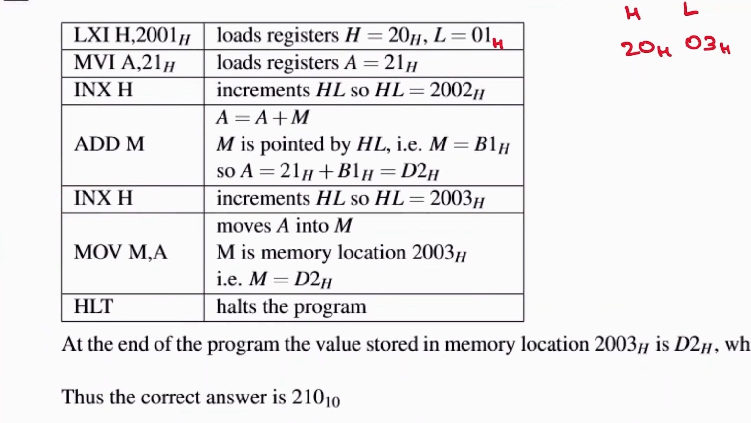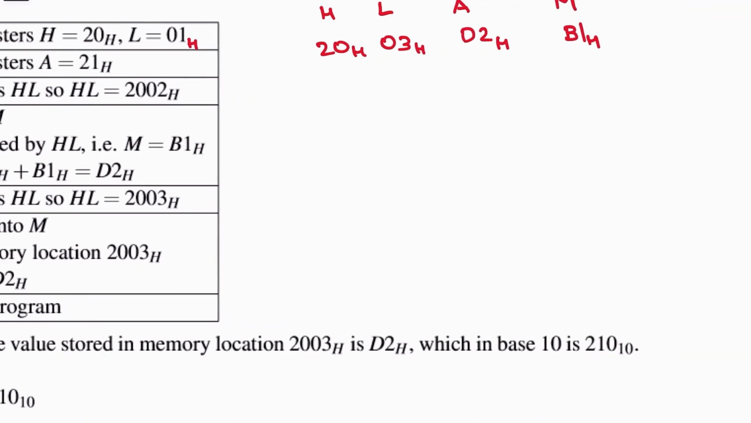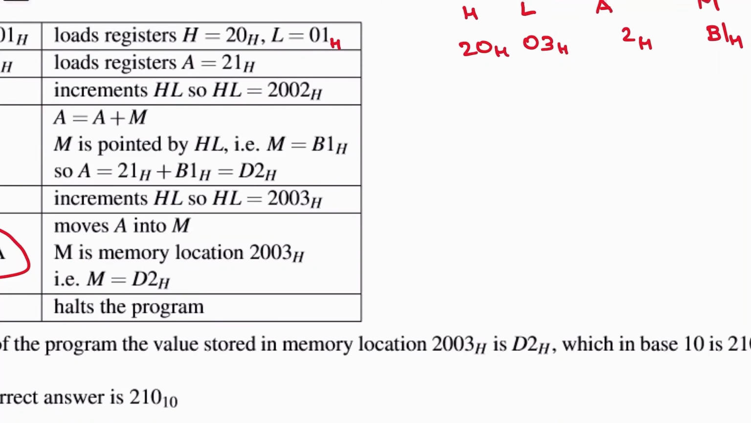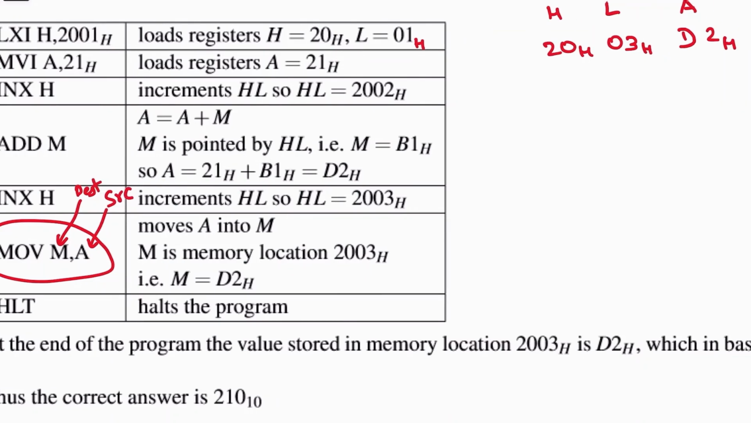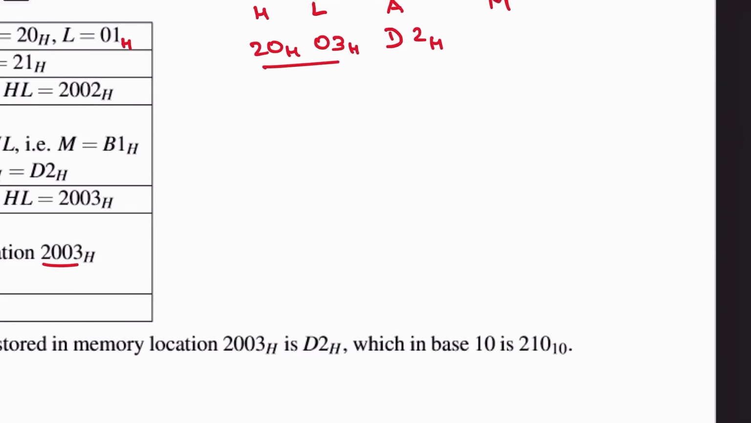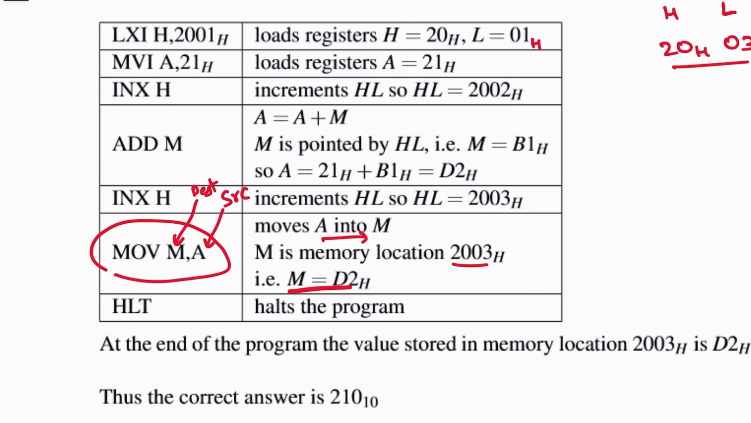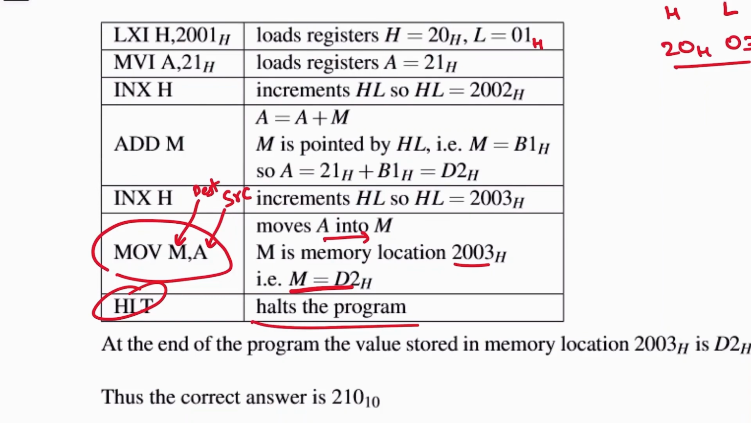So we expect that we will now move the data into 2003, and in fact that is the next instruction, to move the accumulator data, which is D2H, from A to M. M is the destination and A is the source, right? So it moves A into M. M is the memory location 2003H because that is what is pointed to by HL. And so therefore M becomes equal to D2H. You just get this data here, D2H. And of course, HLT is the final instruction which halts the program.